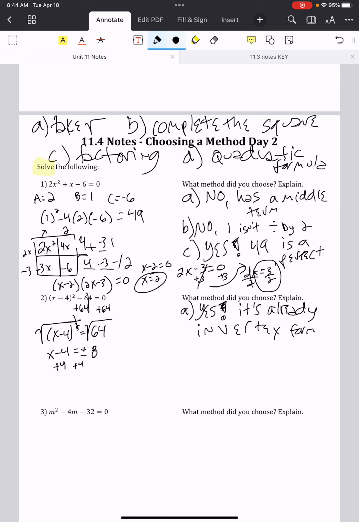Add my 4. Are those like terms? Yeah, so I can combine them. All right, so far so good. What do you guys got?